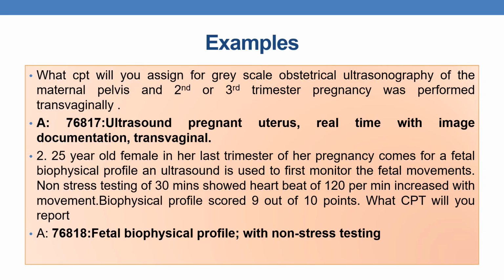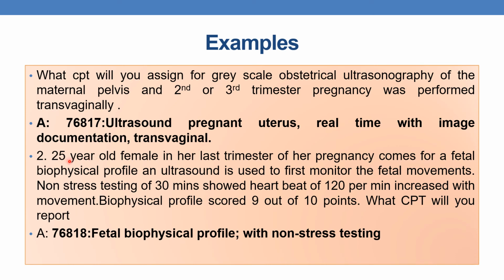Let us discuss some more examples. What CPT will be assigned for grayscale obstetrical ultrasonography of the maternal pelvis in second or third trimester pregnancy performed transvaginally? Here the patient is a pregnant woman in her second or third trimester and the ultrasound is performed transvaginally. The code is 76817. Ultrasound pregnant uterus real time with image documentation transvaginal.